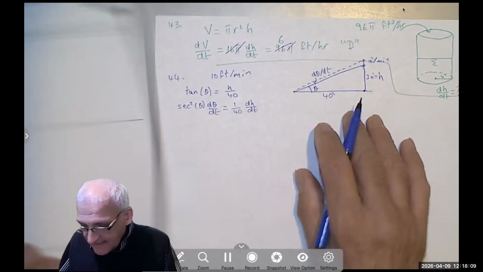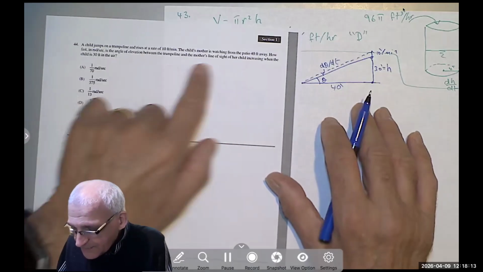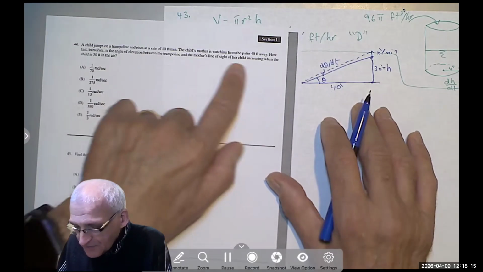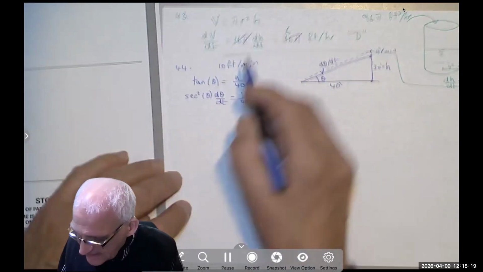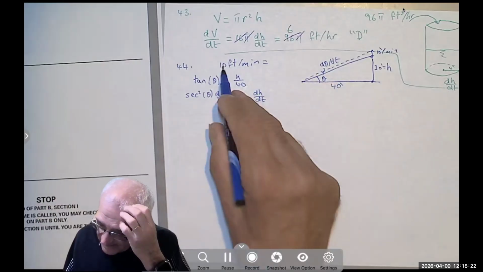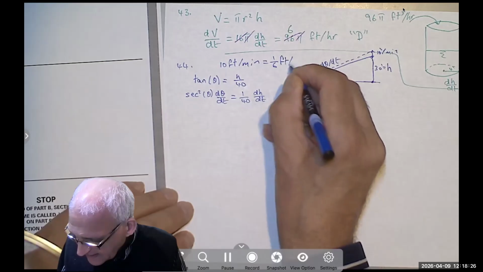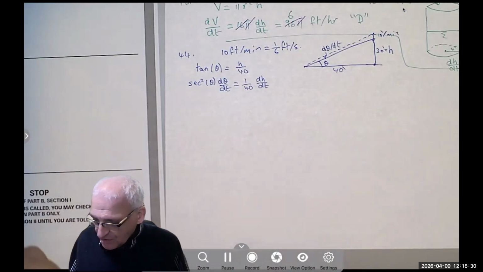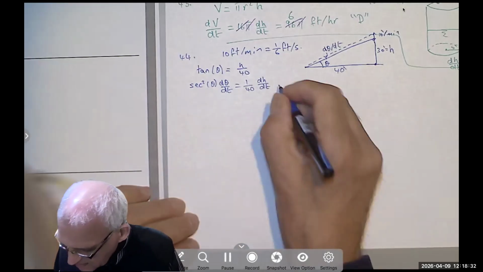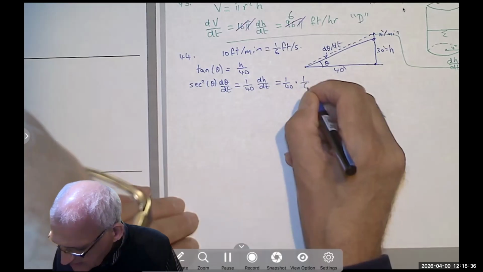Oh, but then they ask you radian per second. So we have to translate that into 10 divided by 60, so 1/6 feet per second. Okay, so now 1 over 40 times 1 over 6.